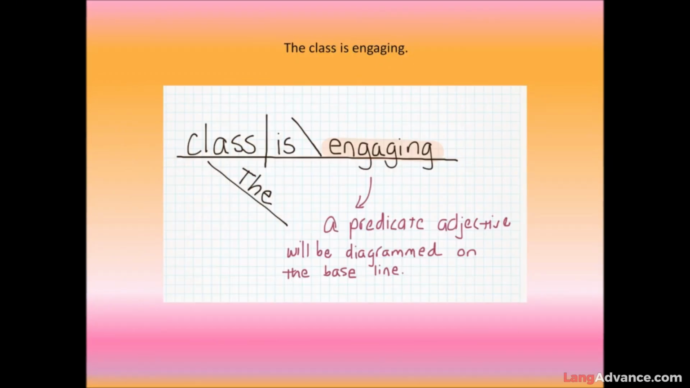The first answer is: the class is engaging. Class is the subject. Is a linking verb. Engaging is a predicate adjective. Although it is a participle, a present participle ending in -ing, we diagram it just as we would any other predicate adjective. When I first recorded the audio for my slides, I did not mean for this to be a trick question. However, I did have to confirm that indeed, when diagramming a participle as a predicate adjective, you simply diagram it as usual right on the line.